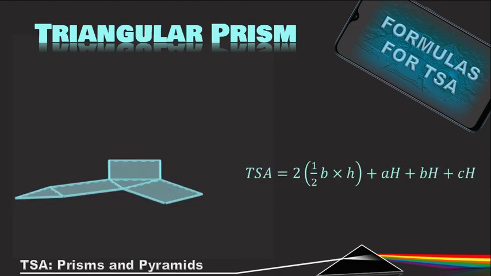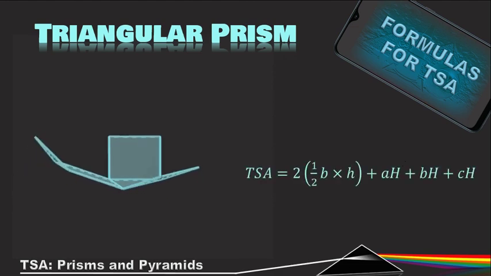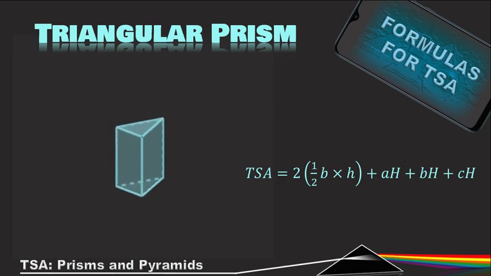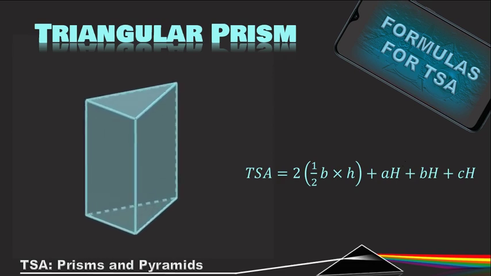But the total surface area in this case will then be 2 times half base times height. That represents the 2 triangles, and then we add AH plus BH plus CH. The big H normally represents the height of the prism. And if we name our sides A, B and C, we can see our 3 rectangles. This is just length times breadth, length times breadth, and so on. And then half base times height.